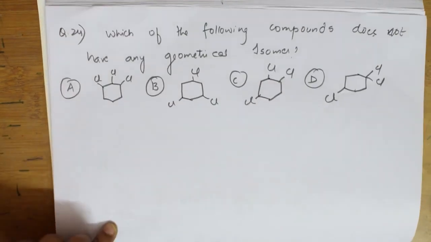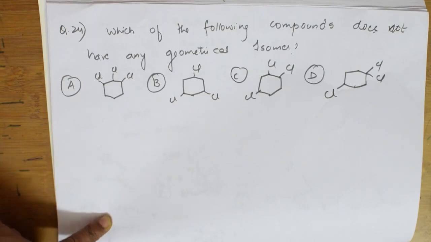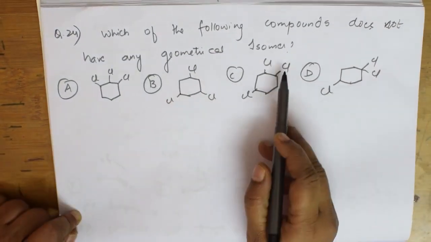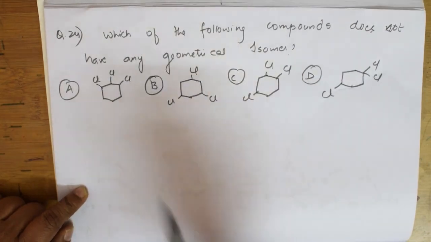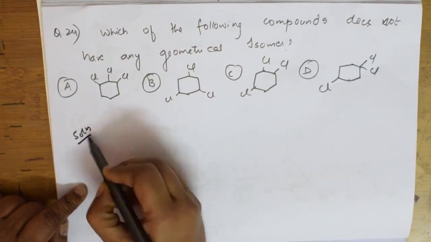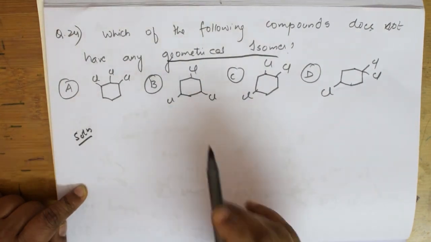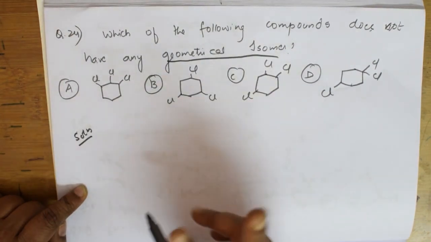Now let's come back and read this question, students. Let's see what they asked. This is an organic based question. Let's see, which of the following compounds does not have any geometrical isomerism? Okay, so first important thing, whenever a geometrical isomerism question is given to you, what should you remember? So geometrical isomerism, basically there are cis and trans.